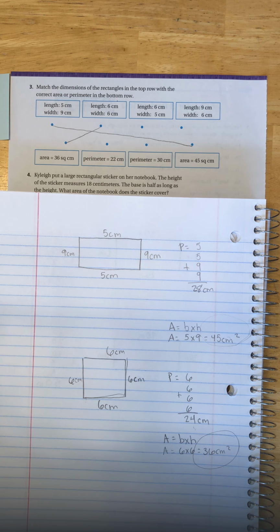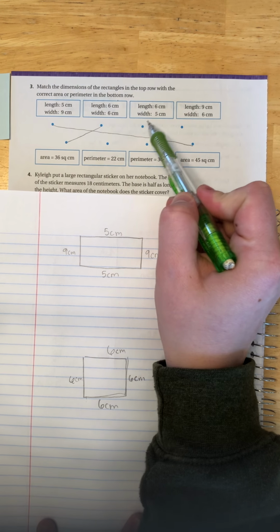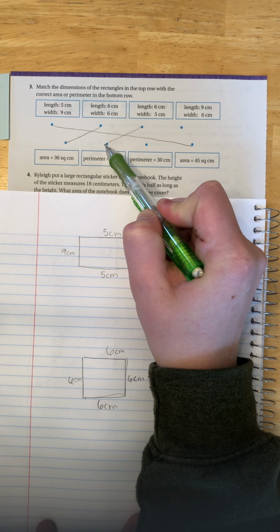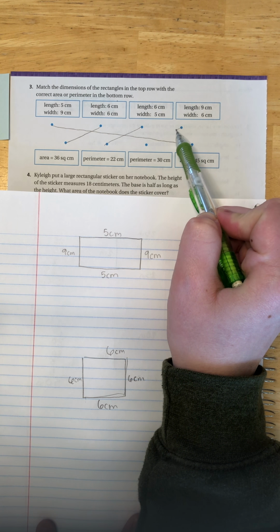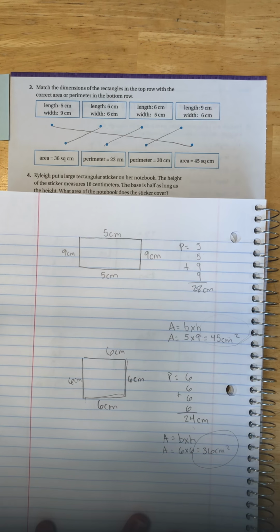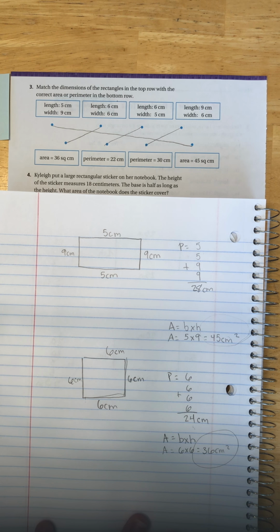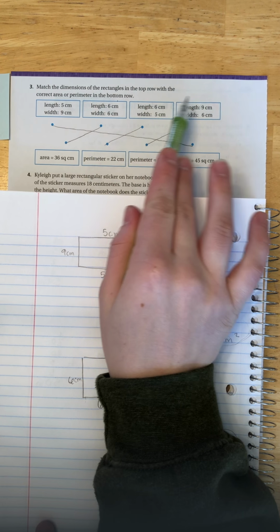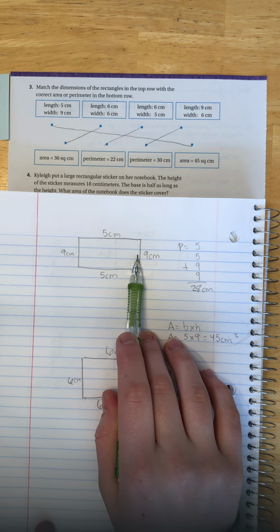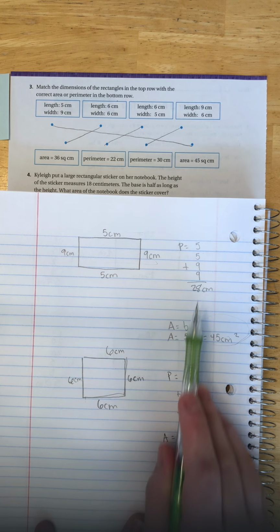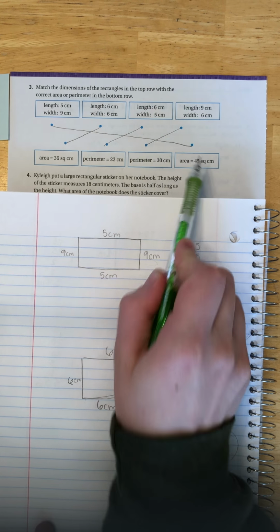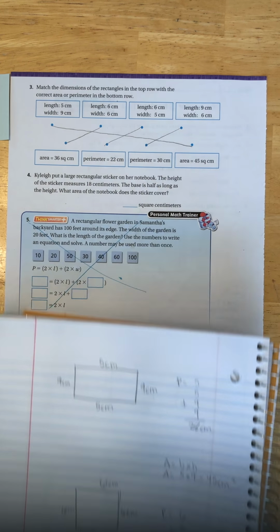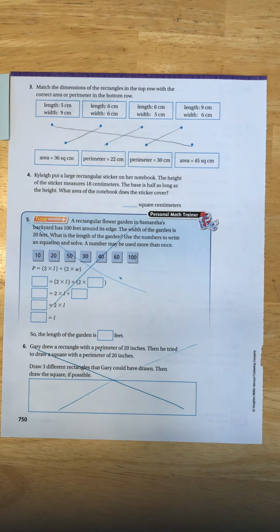Okay, I hope you have found your answers. This rectangle will have a perimeter of 22 centimeters, and this rectangle will have a perimeter of 30 centimeters. Remember, for all four of these, draw your rectangle and find perimeter and area. Find both so that you know what you can match it up to.